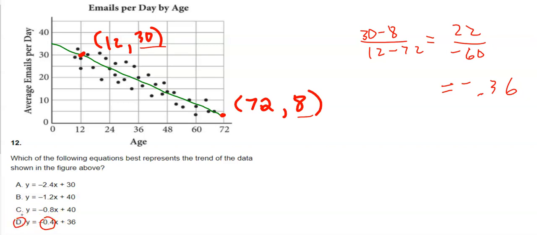Let's look at what the y-intercept looks like. I thought it was about 35-ish. 36 looks about right. I think that looks good there. So you could use the slope or the y-intercept. It's really helpful to be able to find the slope. Again, the formula there is y2 minus y1 over x2 minus x1. That's your slope formula if you didn't know it.